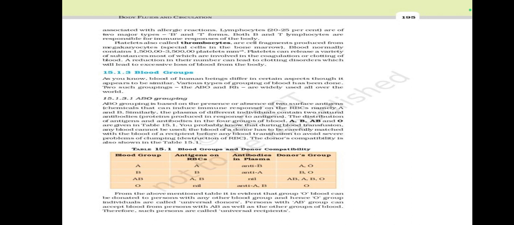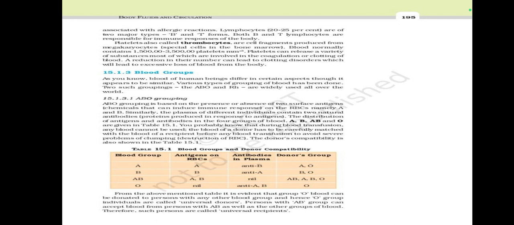Blood groups: as you know, blood of human beings differ in certain aspects, though it appears to be similar. Various types of grouping of blood has been done. Among such grouping, ABO and Rh are widely used all over the world. ABO grouping is based on the presence or absence of two surface antigens, chemicals that can induce immune response, on the RBCs, namely A and B.